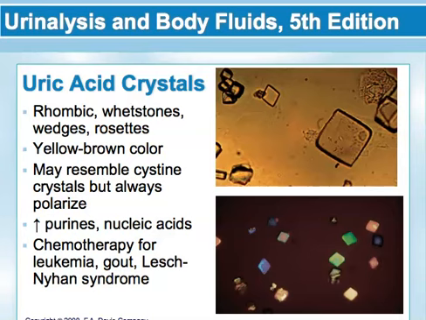Increased numbers of uric acid crystals are associated with increased levels of purines and nucleic acids. Leukemia patients undergoing chemotherapy, patients with Lesch-Nyhan syndrome, which is an inherited disorder caused by an enzyme deficiency that causes a buildup of uric acid crystals in all body fluids. The patient would have neurological effects, including intellectual disability. And then you can occasionally see these crystals in patients with gout.